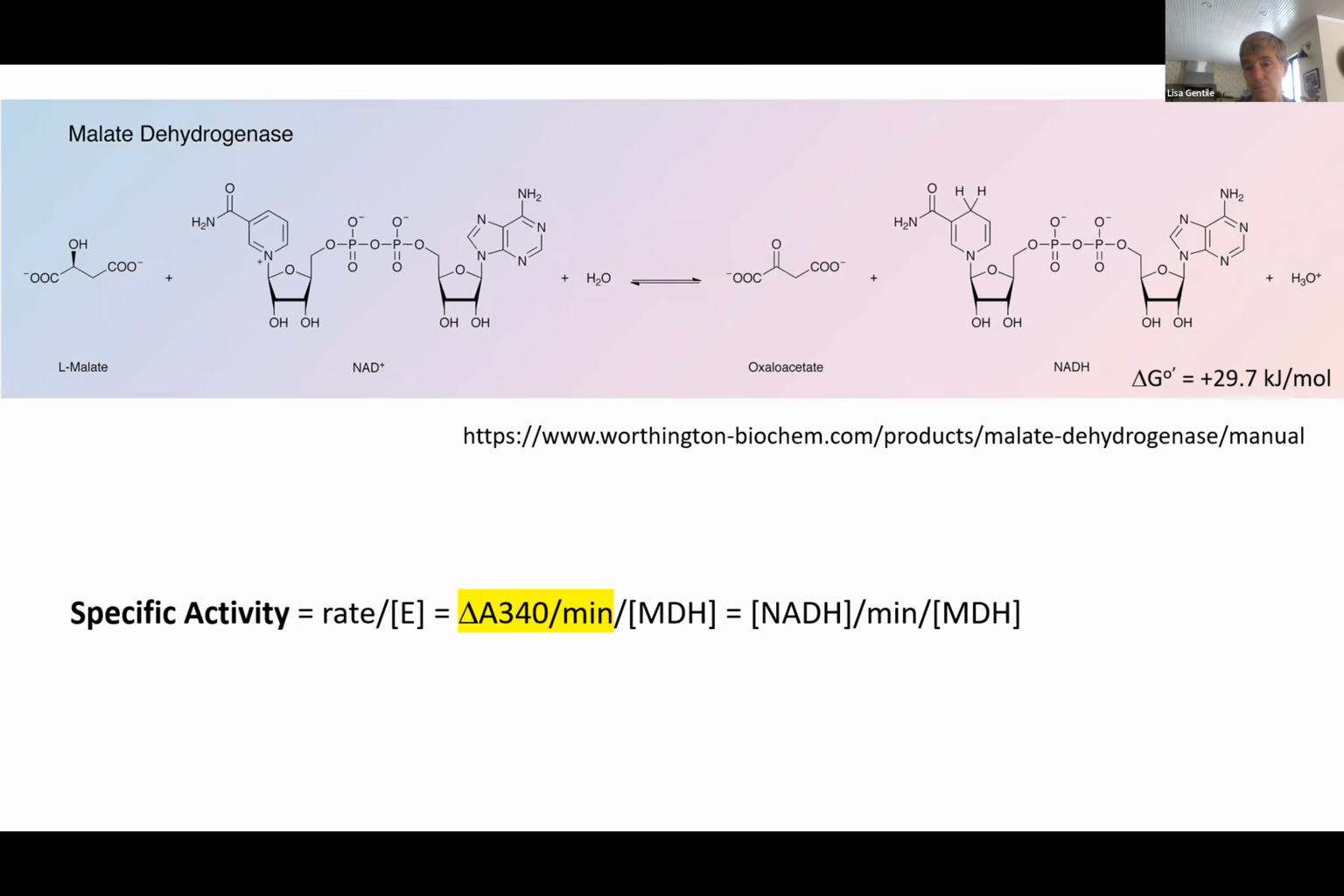If you don't need to get rid of the imidazole, just doing a Bradford assay is probably the way to go. So a colorimetric assay, you're going to set up a standard curve, and based on your absorbance in that standard curve, you can figure out your concentration of MDH.